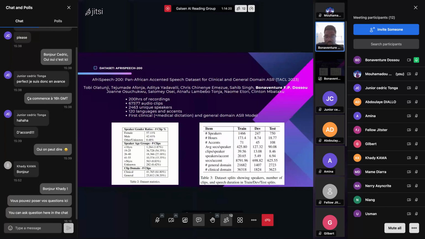Here I've put the different details of the data set: the split per gender and per age, the split across the clinical and general domains, and how we split the audios across the train, dev, and test sets, the number of speakers, the number of accents, and all those things. We made sure this setup simulates real-life situations as much as possible, but we also didn't want to introduce too much bias, so we tried to keep everything balanced and as close to the real-world situation as possible.